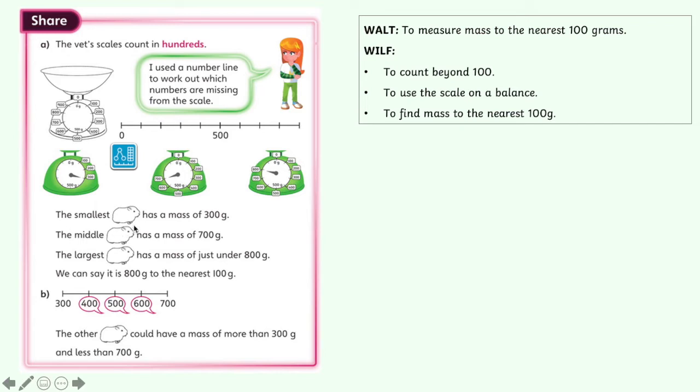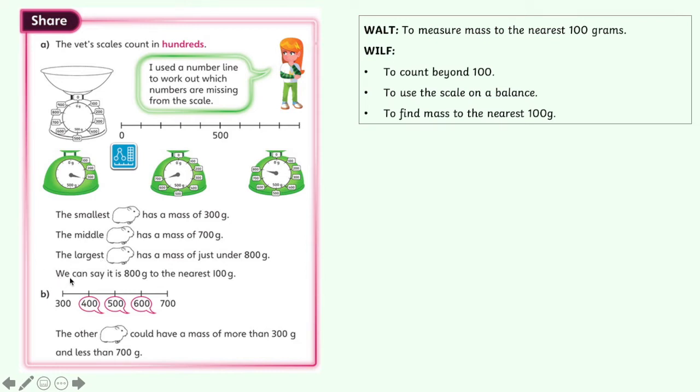The smallest guinea pig has a mass of 300 because we count round 100, 200, 300, and that's where the arrow is pointing. The next one, 100, 200, 300, 400, 500, 600, 700. So the middle guinea pig has a mass of 700 grams. And the last one, 100, 200, 300, 400, 500, 600, 700, 800. So the largest guinea pig has a mass of just under 800 grams.